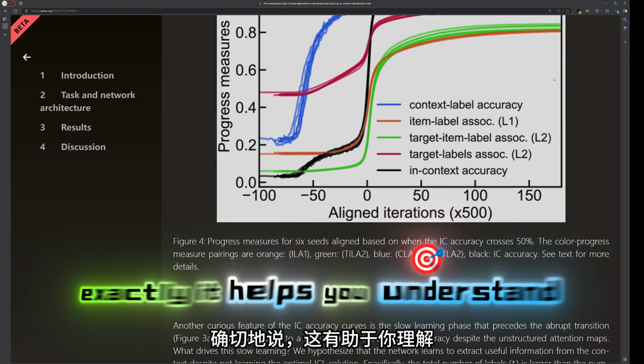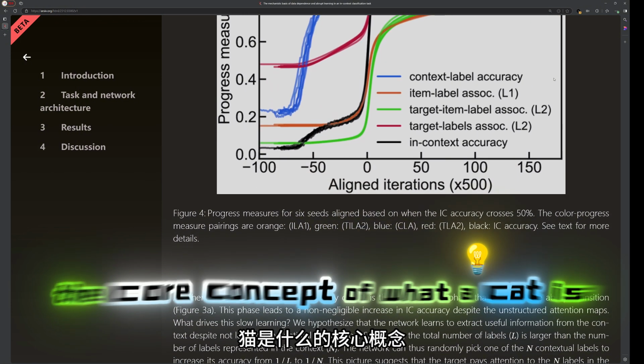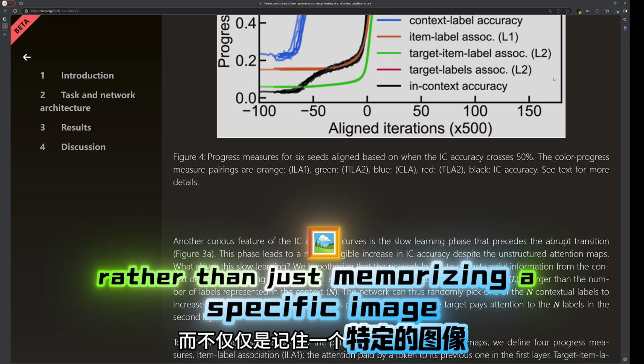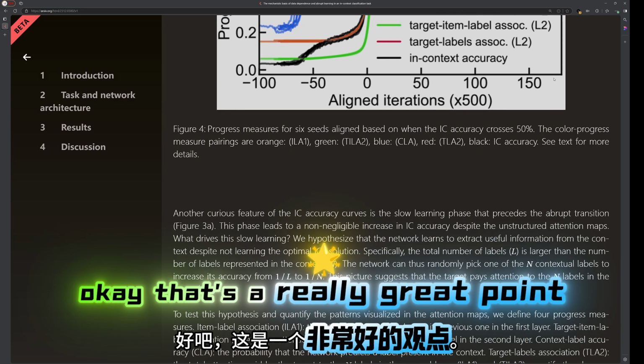It helps you understand the core concept of what a cat is. Yeah, like the essence of cat. Yeah, rather than just memorizing a specific image. Okay, that's a really great point.